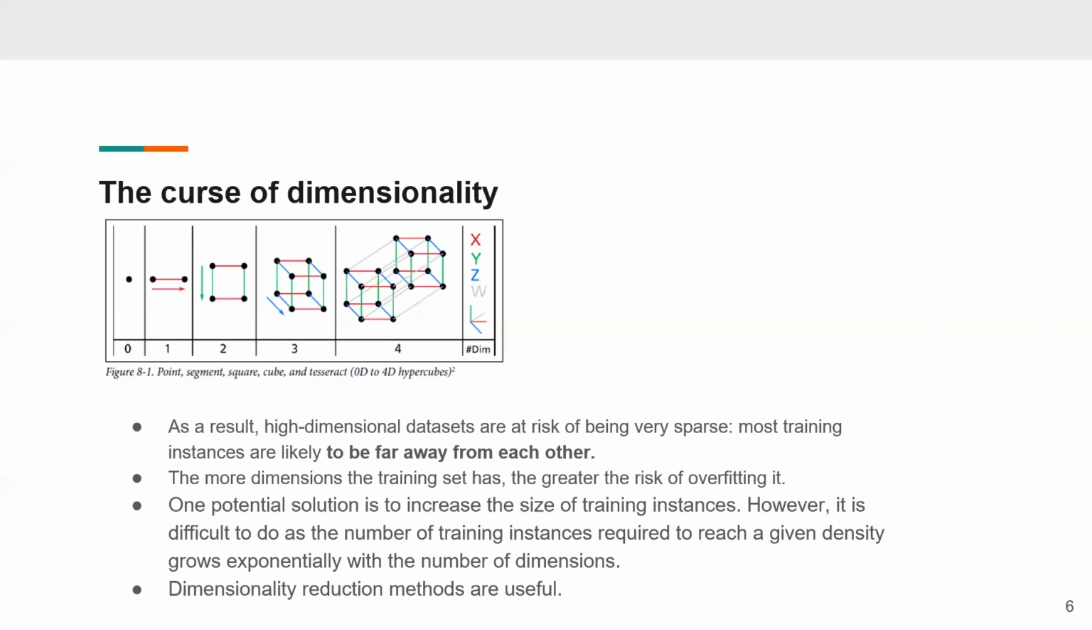So as a solution, that is the reason for dimensionality reduction, which would be helpful. In other words, instead of trying to increase the number of instances, we are trying to decrease the number of dimensions of the feature space to resolve the issue of the curse of dimensionality.